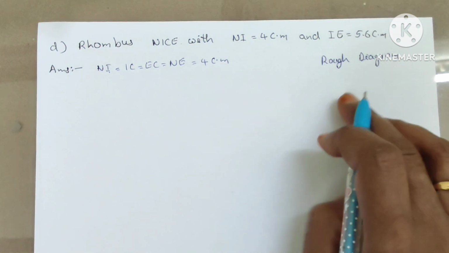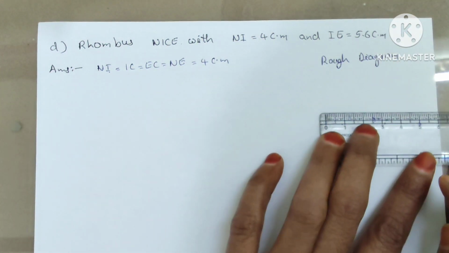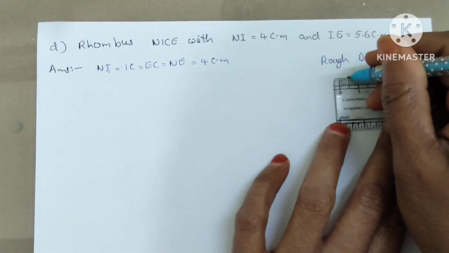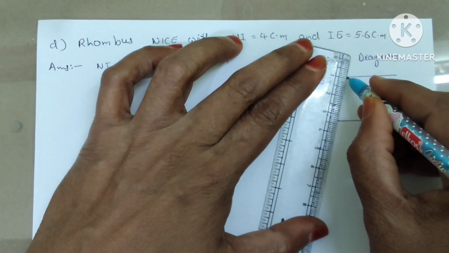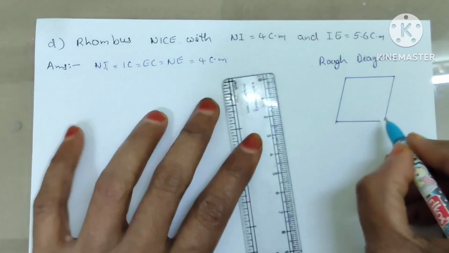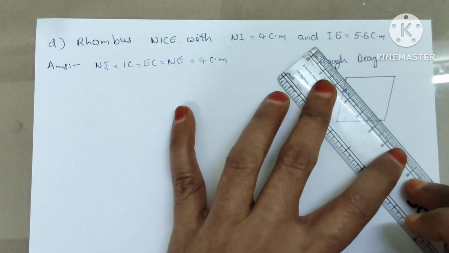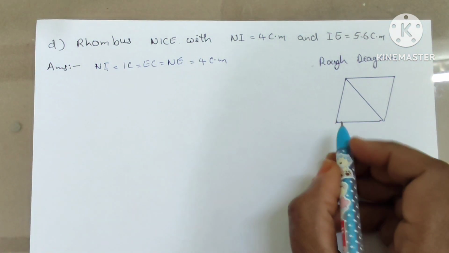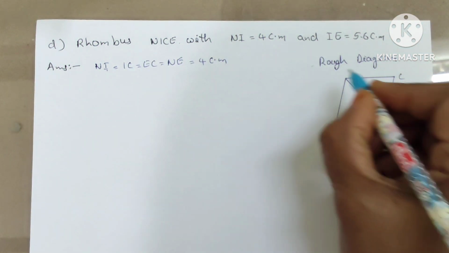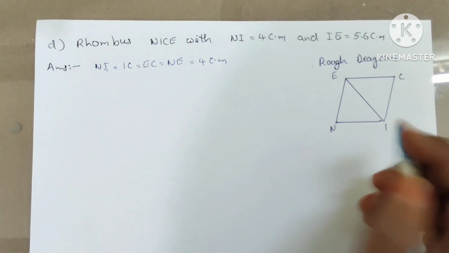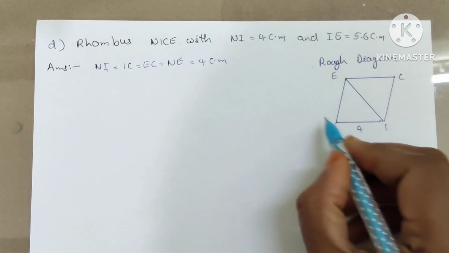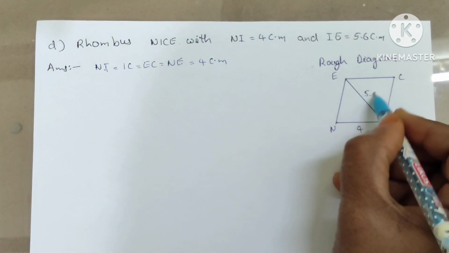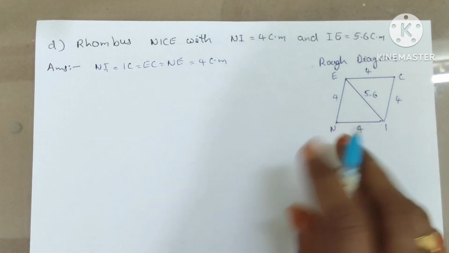Now draw the diagram. First we draw the rough diagram. Here one diagonal is given, so that's why we draw the diagonal. First NI is equal to 4 centimeters, 4 sides are equal. IE is equal to 5.6, the IE diagonal is 5.6. Here the 4 sides are equal, 4 centimeters.